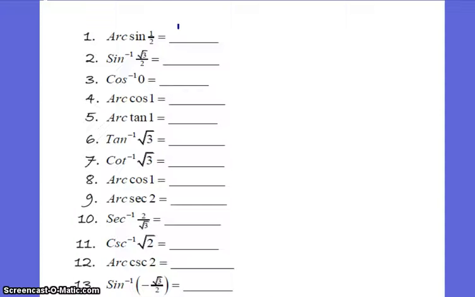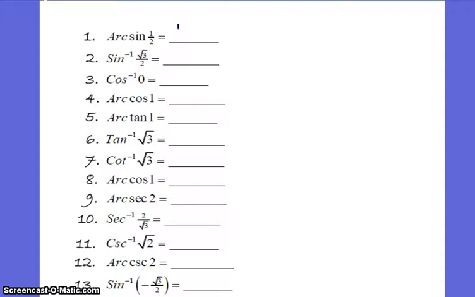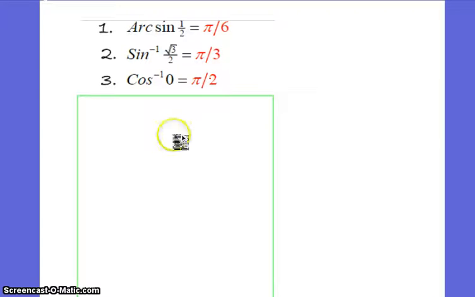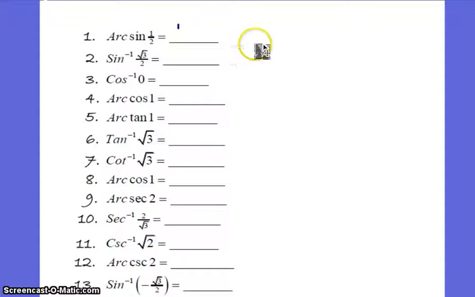Number 4, arc cosine of 1. So inverse cosine of 1. So I'm looking for where, and again, cosine, remember, was in the first and second quadrants. So I'm looking for where in the first and second quadrants the cosine is equal to 1. And that's right here at 0. So 0 is my answer. And this is what I'm doing on all of these.